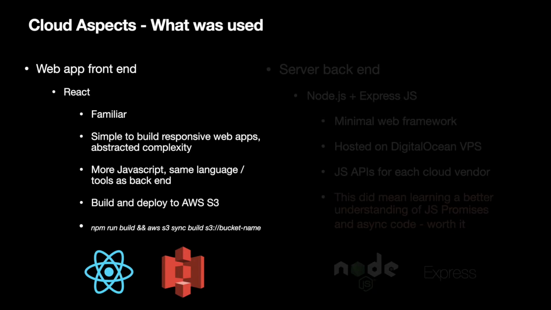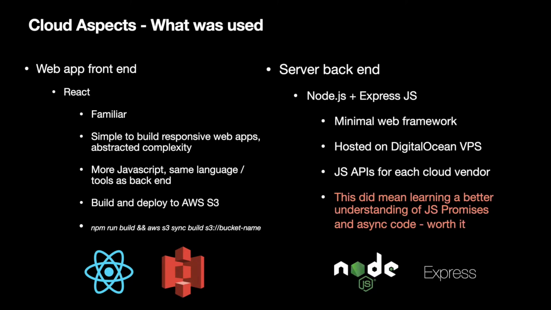The React app is built and deployed to AWS S3 and hosted as a static site there. This is actually a very simple process with the AWS command line tools installed. It's just two commands to have everything built, synced, and updated in seconds if needed.